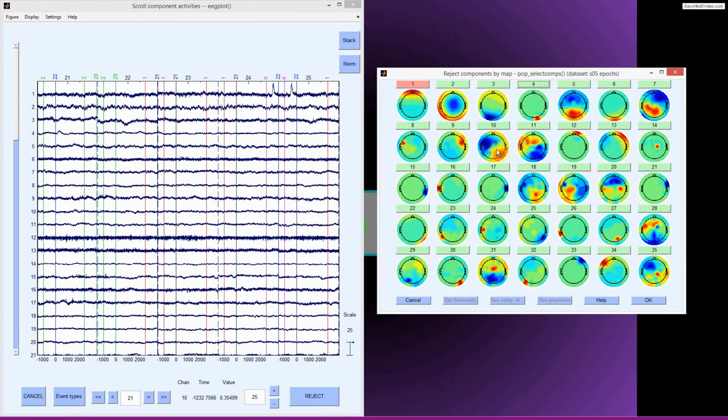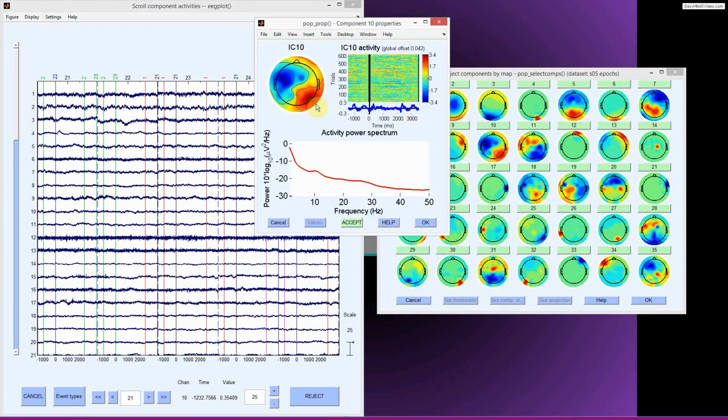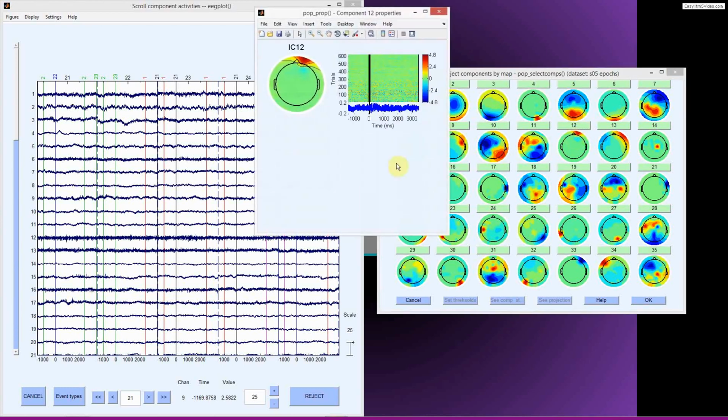So, you know, you can look through some other ones. I think these are often nice to look at. This one might also be related to the response. We can check out number 12. You can see this is suspicious because of the high frequency activity here. It's also suspicious because of the topographical distribution. It's mainly driven by one electrode and it's on the face. It's very interior.